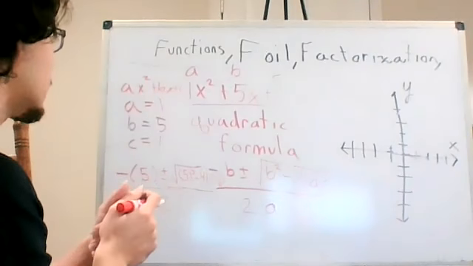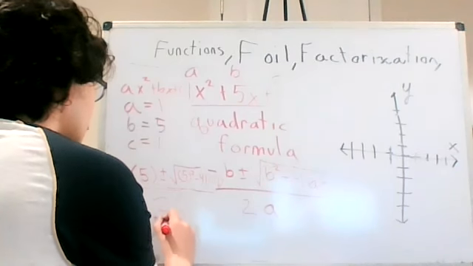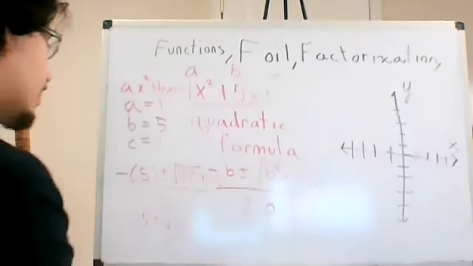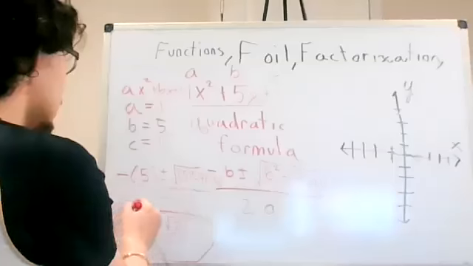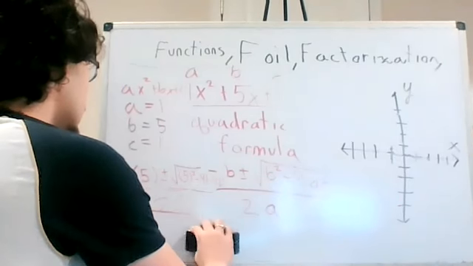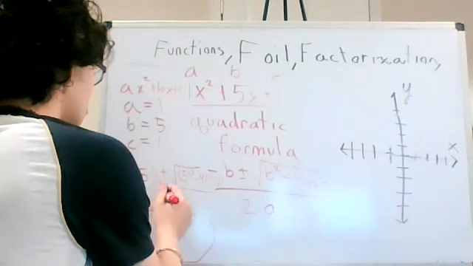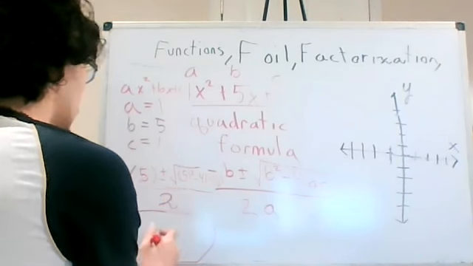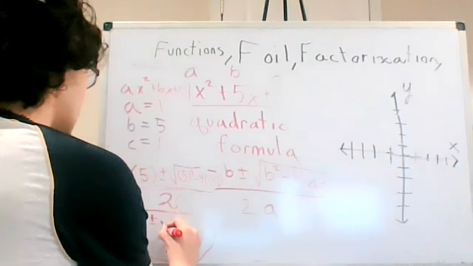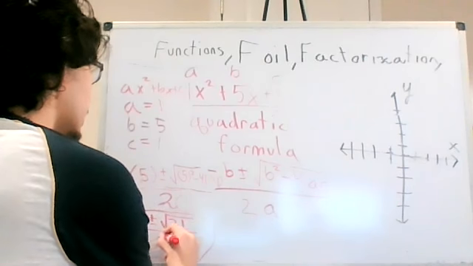Now, for simplicity's sake, I'll just do it quickly. So it is minus 5 plus minus the square root of 21 over 2. This will be our answer. Let me write it a little clearer. So minus 5 plus minus the square root of 21 all over 2.